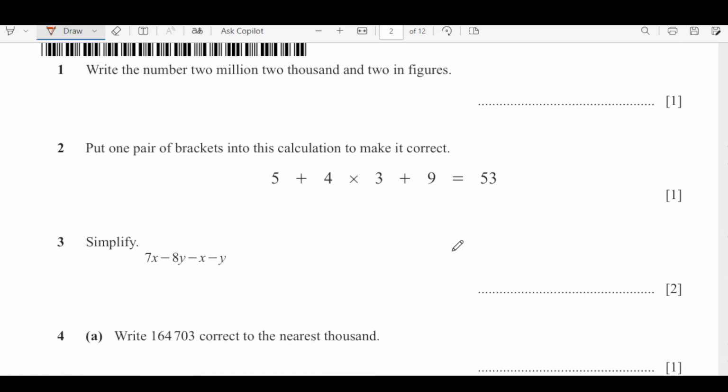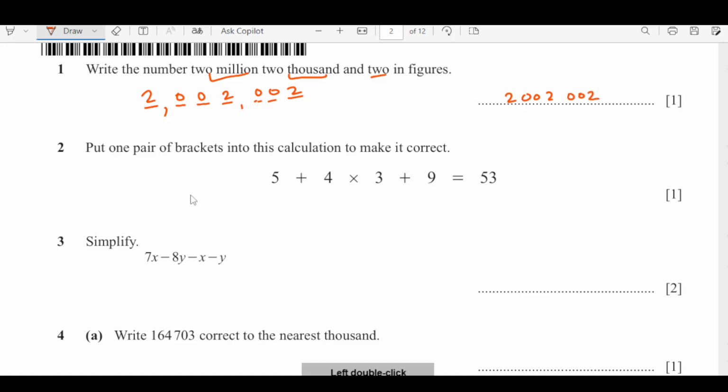So we have the first question: write the number 2,002,002 in figures. So we will make the places: ones, tens, hundreds, thousands, 10,000, 100,000 and million. Sorry, 2,002,000, here is the 2. The rest of them we are going to fill with zeros. So we have the number here like this.